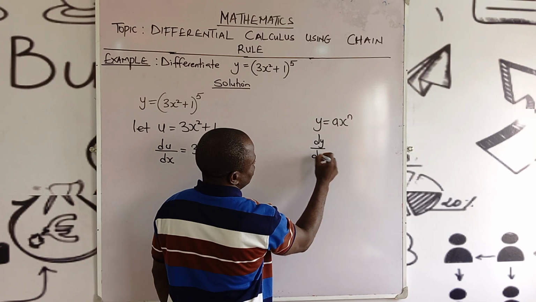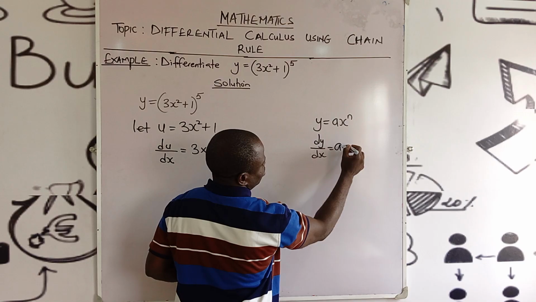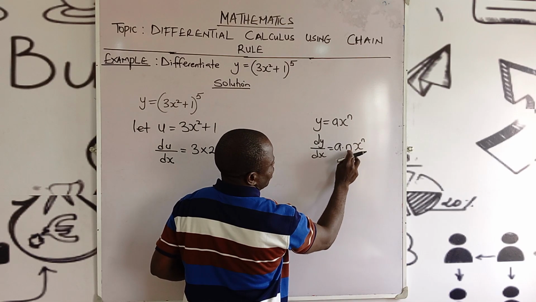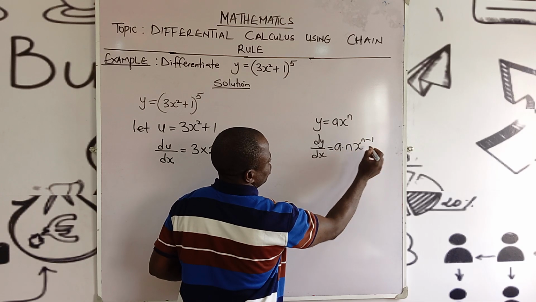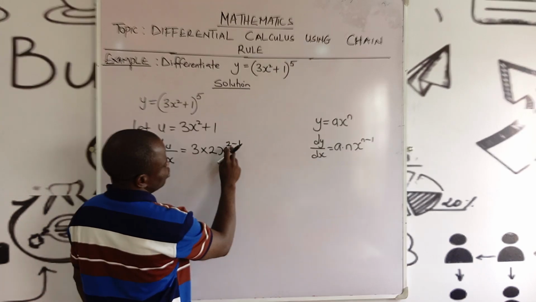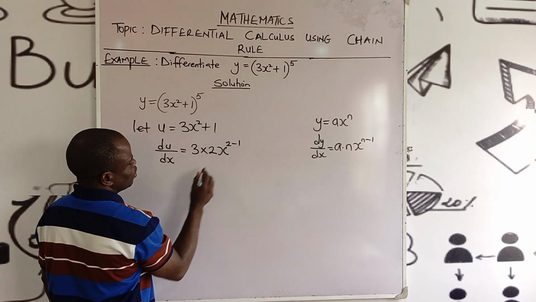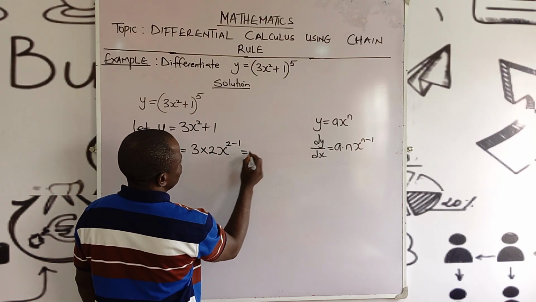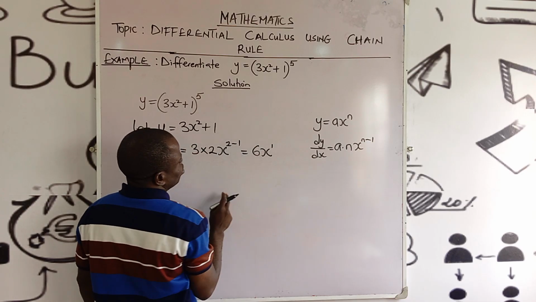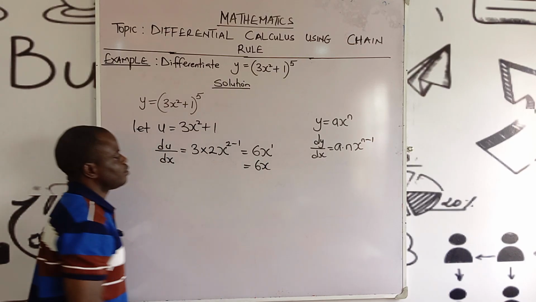dy over dx equals a multiplied by n, x raised to power n minus 1. Okay, you apply the same rule. Now 3 times 2 times x raised to power 2 minus 1, which equals 3 times 2, that's 6, x raised to power 1, because 2 minus 1 is 1, which equals 6x.